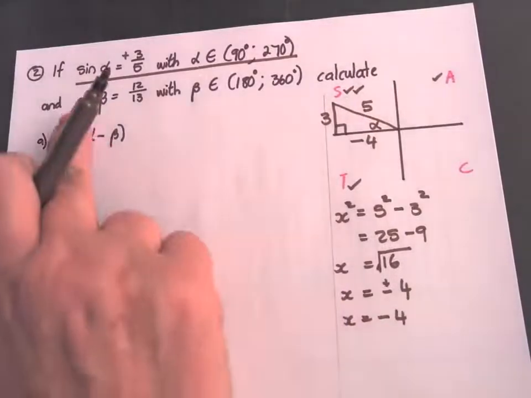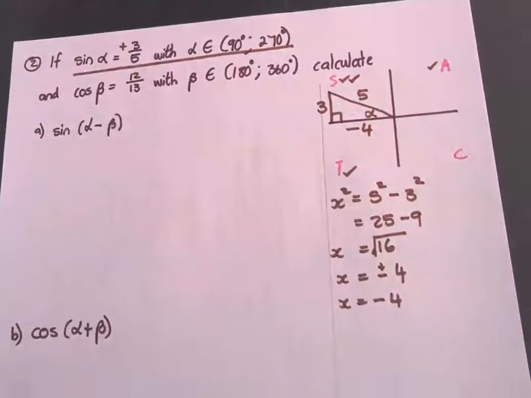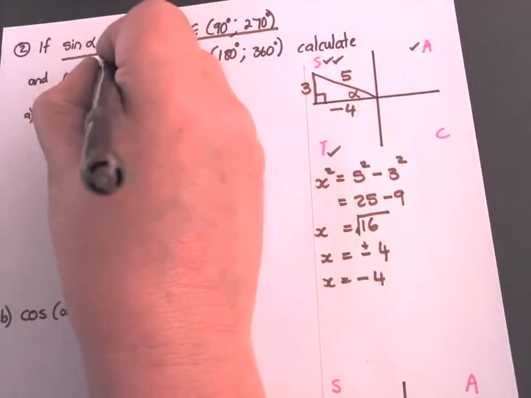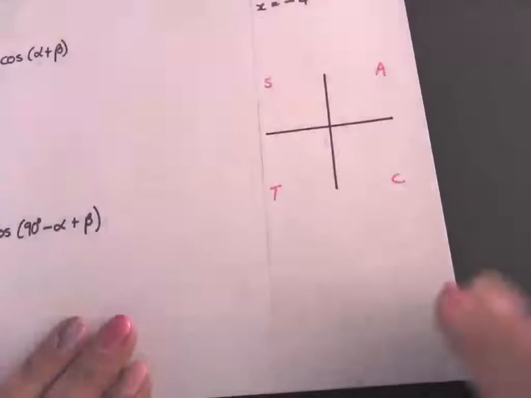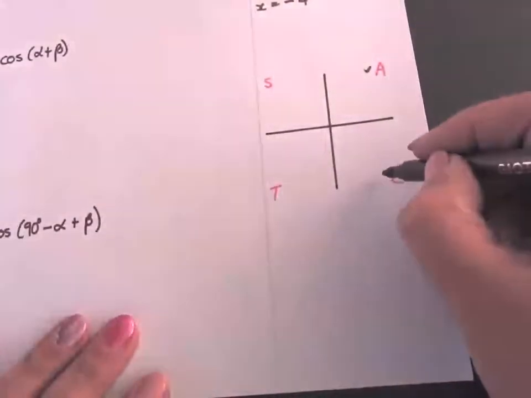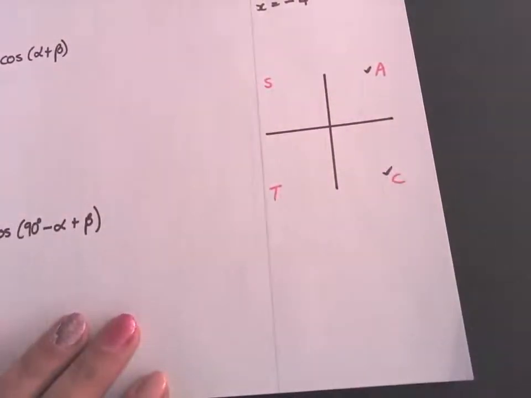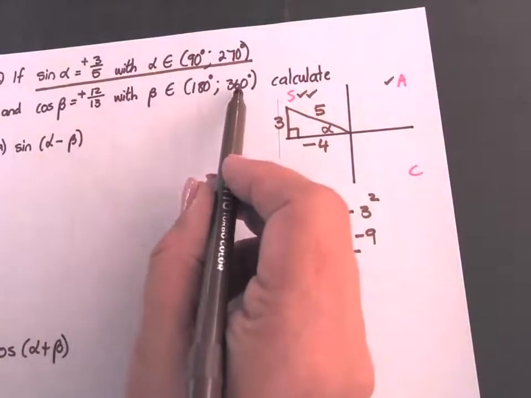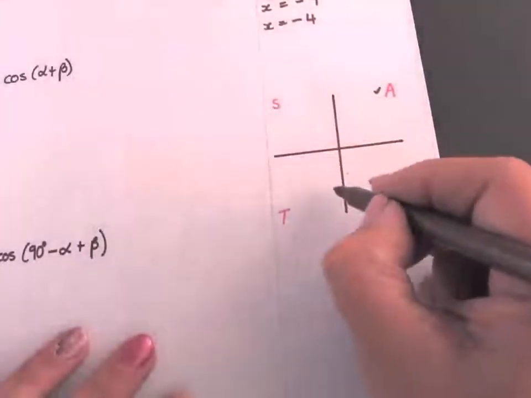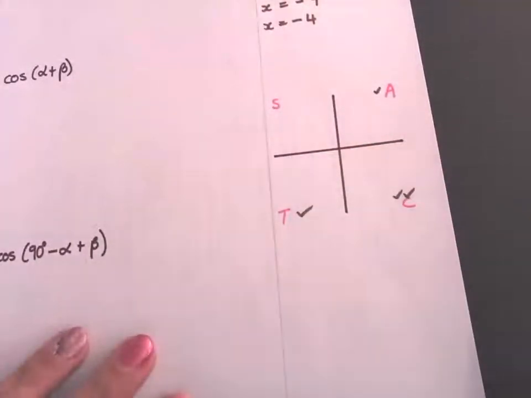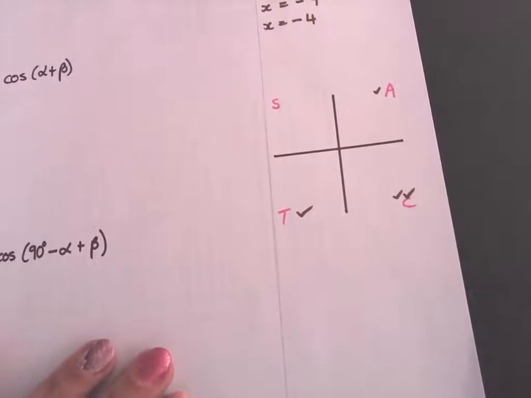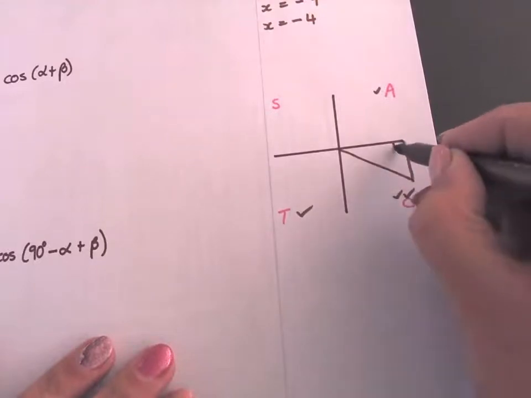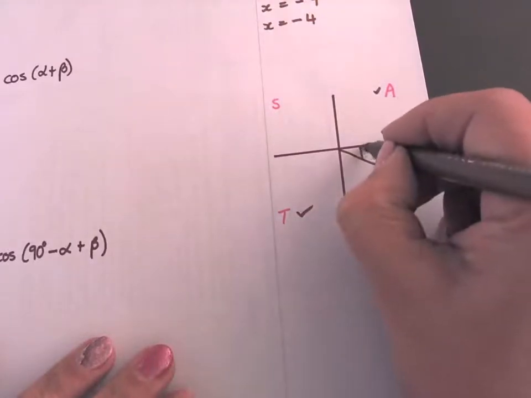Now we look at our second angle. Cos beta. Cos is positive on the first and the fourth quadrant. Then you look at your degrees between 180 and 360. So it's at the bottom. The quadrant with the most ticks is the one with the triangle. And we're working with beta.